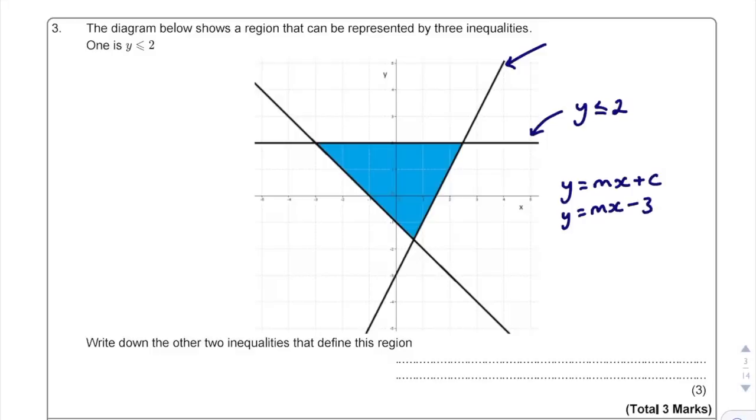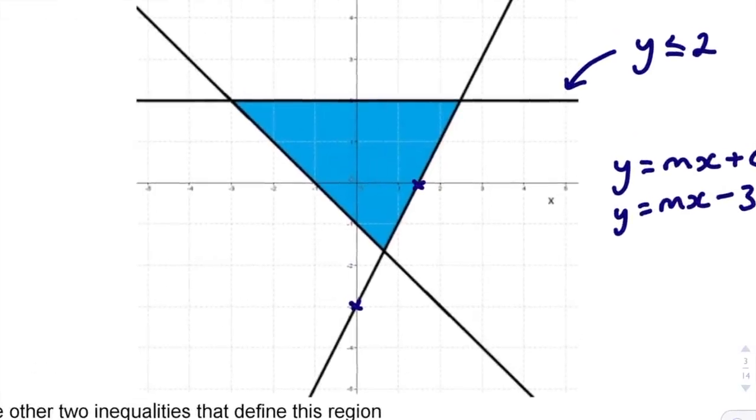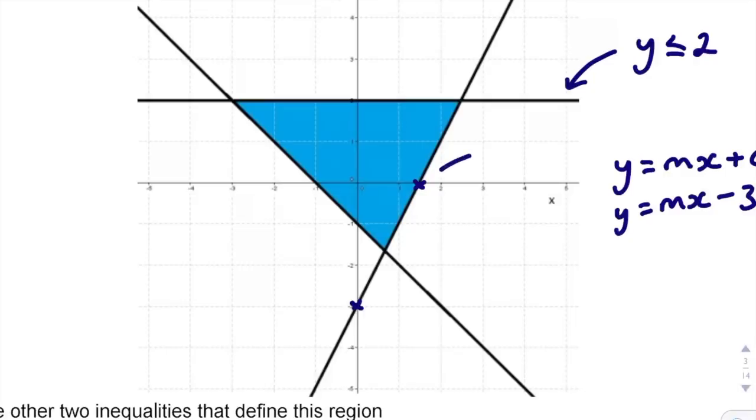Now the gradient we need to work out by doing the change in y divided by the change in x. So if we take 2 points, let's take the point where it intersects the y-axis and the point where it intersects the x-axis. So that's here and here. Now it's quite hard to see on this diagram because the axes are quite small, but we should be able to see that the line passes exactly halfway between 1 and 2. So we can say that that is the point 1.5.